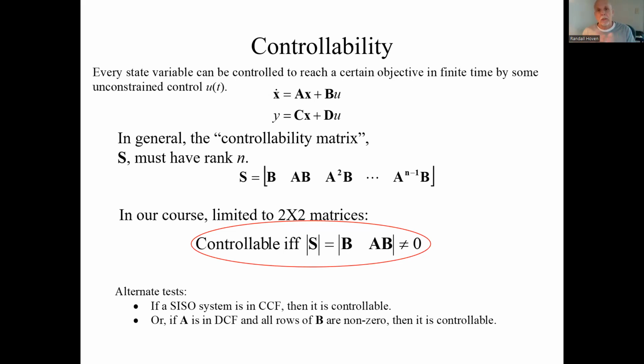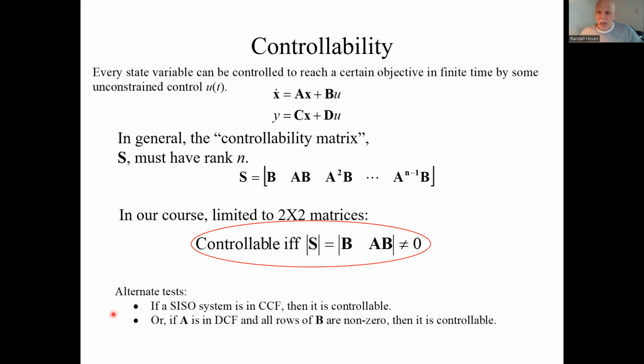In my course, we limit ourselves to 2x2 matrices, which relieves us of some more tedious matrix arithmetic we otherwise would have to do. So this becomes much simpler. If we form this controllability matrix S, it's only going to be two columns, B and the product AB. If this determinant is not equal to 0, then it is controllable.